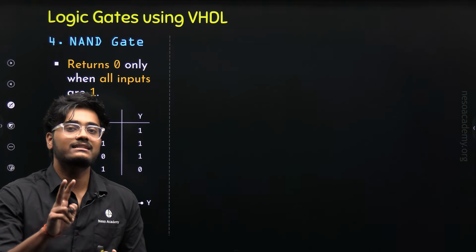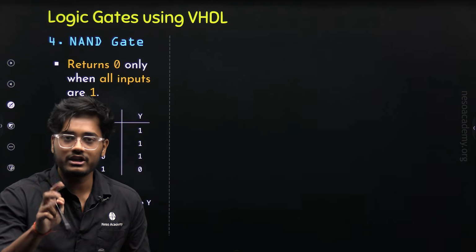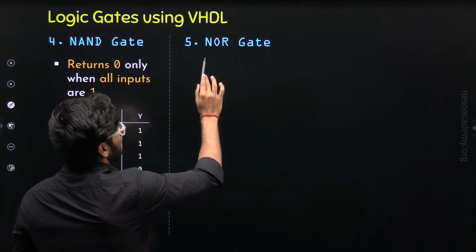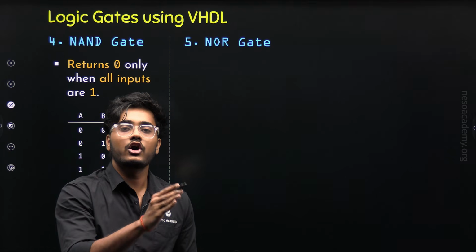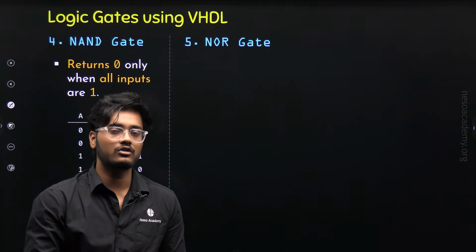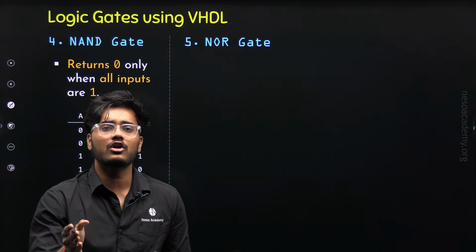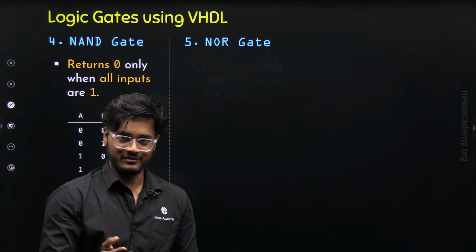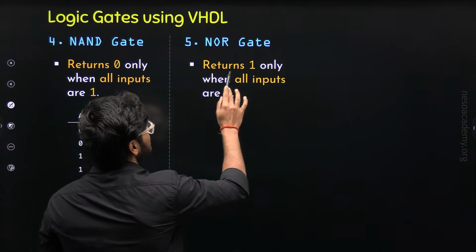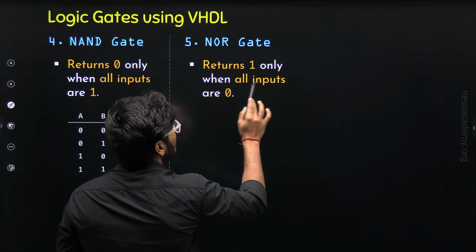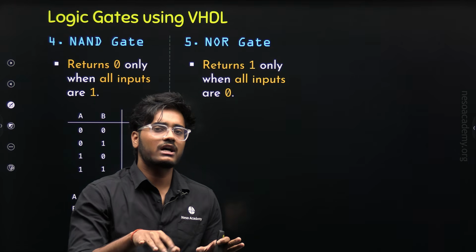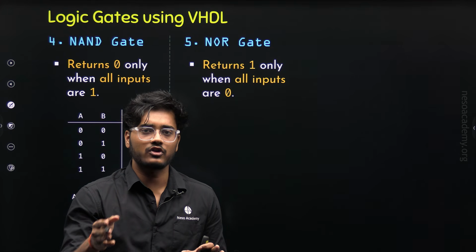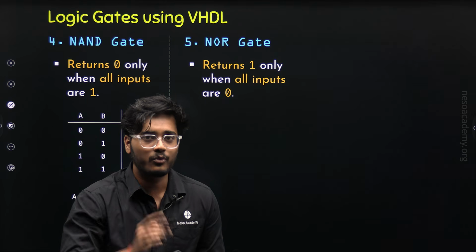Now, let's see the second universal gate, NOR gate. The keyword NOR means NOT plus OR. So, NOR gate is the inversion of the OR gate. Therefore, NOR gate returns 1 only when all inputs are 0. When all inputs are 0, then in the case of NOR gate, the output will be 1.